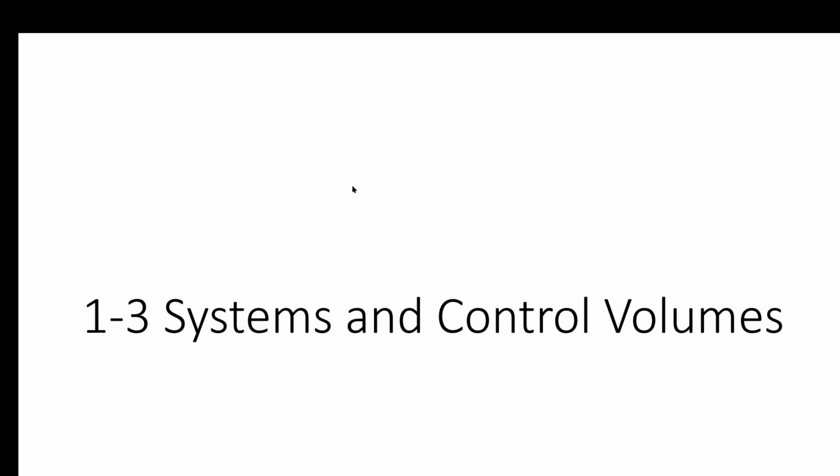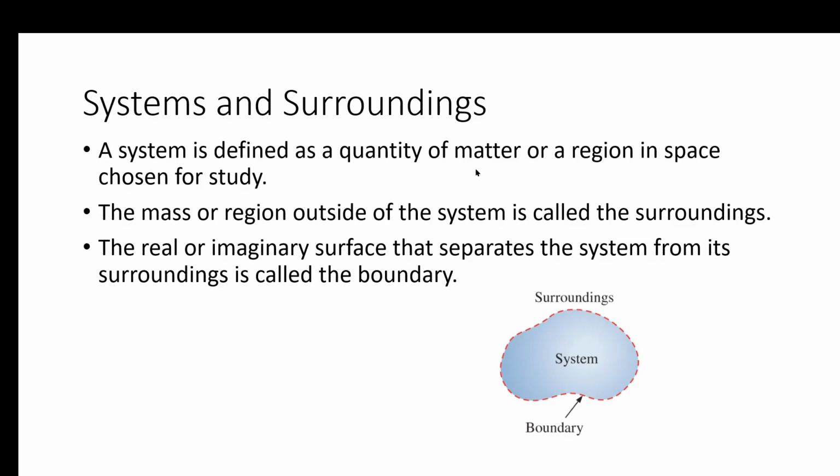Okay, systems and control volumes. This is some more terminology we'll need for the class. Typically we'll define something as a system, basically this region inside that we analyze. Then we have its surroundings or environment, and a boundary between the system and its surroundings. That'll be useful as we analyze systems.